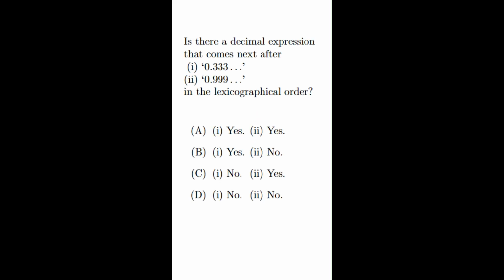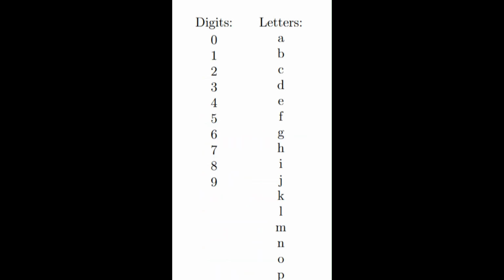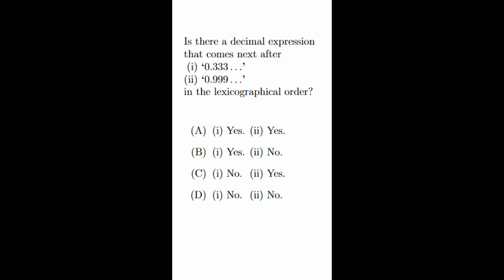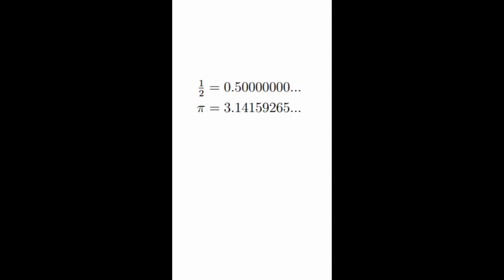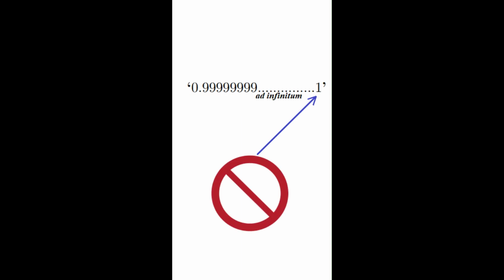Question 6. Is there a decimal expression that comes next after firstly 0.3 recurring and secondly 0.9 recurring in the lexicographical order? Lexicographical order basically means dictionary order, except here with digits in place of letters. Although a decimal expression has infinitely many digits, if we count terminations representing an infinite string of zeros, nevertheless, no individual digit in the decimal expression can occupy a position lying infinitely many decimal places to the right of the decimal point. Therefore, in the lexicographical order, the next decimal expression after 0.9 recurring is 1.0 recurring.